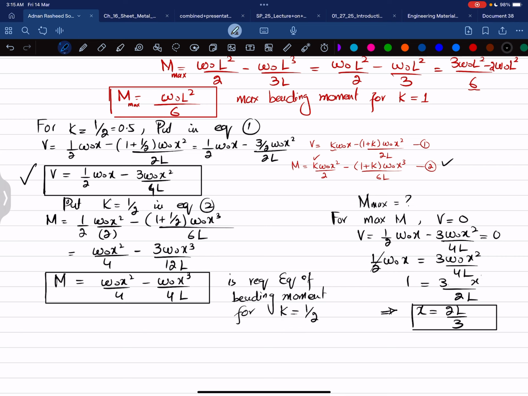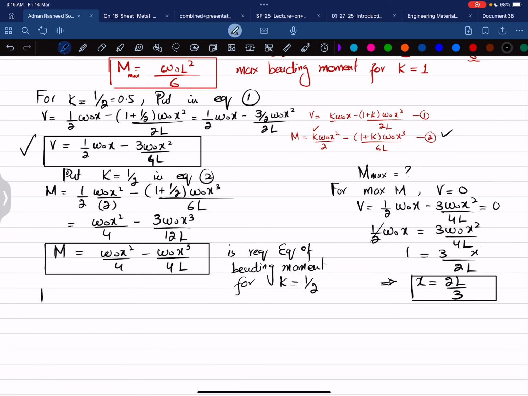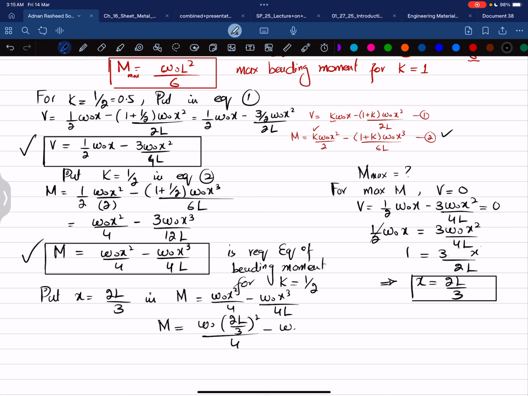So what we will do is that put x is equal to 2L over 3 in this equation. M is equal to W naught x square over 4 minus W naught x cube over 4L. So what we will get is M is equal to W naught. It will be 2L by 3 whole square over 4 minus W naught 2L over 3 whole cube over 4L.